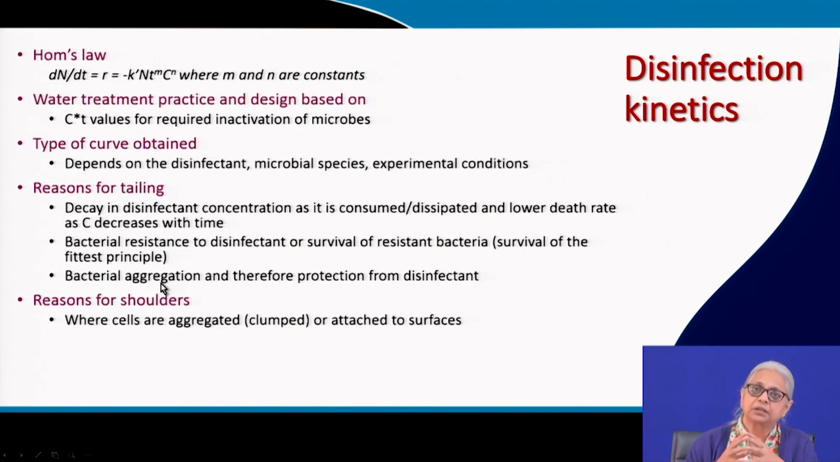So when these aggregates are exposed to the disinfectant, the top level of cells will be exposed to the disinfectant, but the internal cells that are part of the aggregate are not going to be exposed because they are protected by the other cells. So that is one reason that you get survivors. The second reason is bacterial resistance to the disinfectant, or the survival of resistant bacteria. The Darwinian principle, survival of the fittest, means that some bacteria will die based on exposure, but the others will survive. The third reason is the disinfectant concentration.